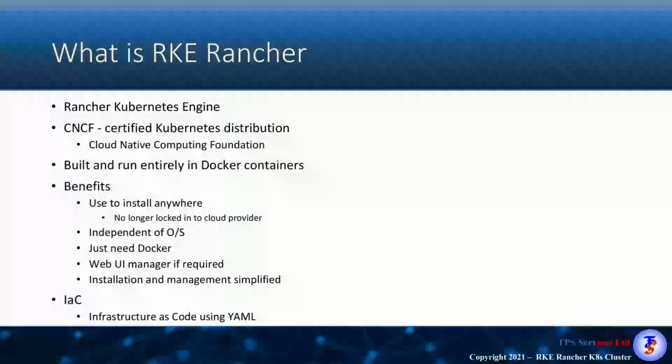So what is RKE Rancher? Rancher is a Kubernetes engine, so RKE is Rancher Kubernetes Engine. It's a CNCF, the Cloud Native Computing Foundation's, certified Kubernetes distribution that is built entirely from Docker containers. There are other ones out there that do a similar sort of feature, but we picked this one to do the job for us. So everything, all the management piece and everything else, is all done through Docker containers talking with each other.